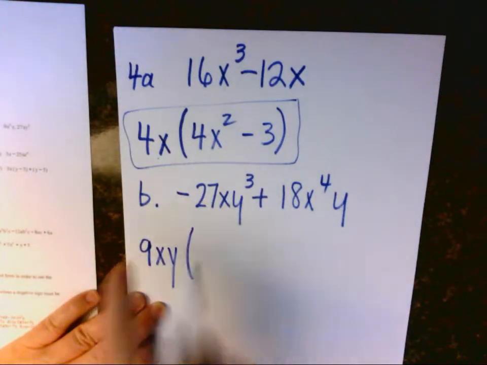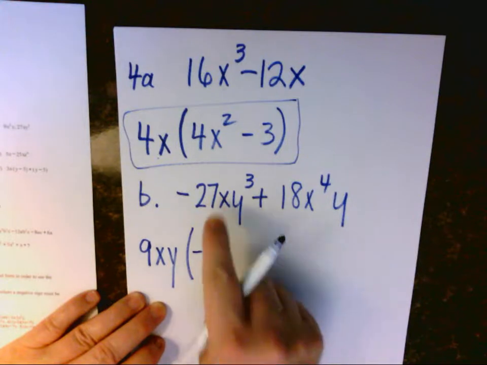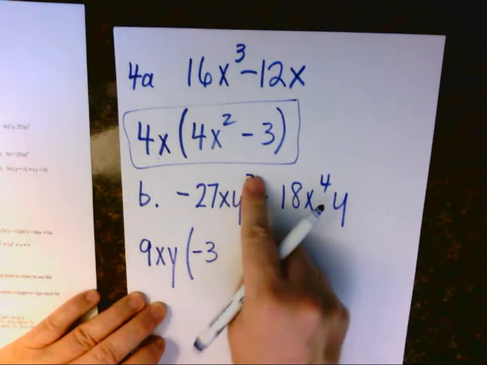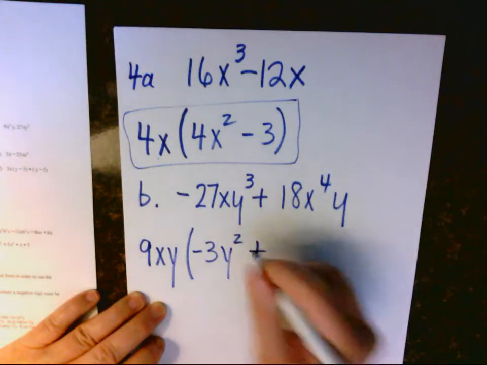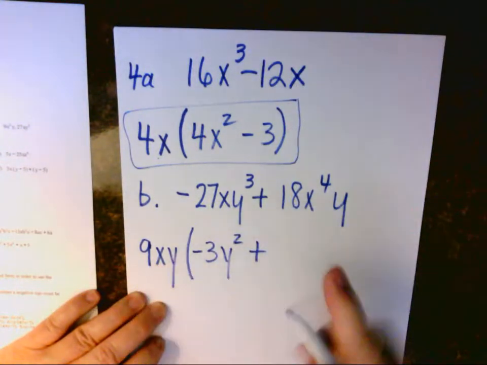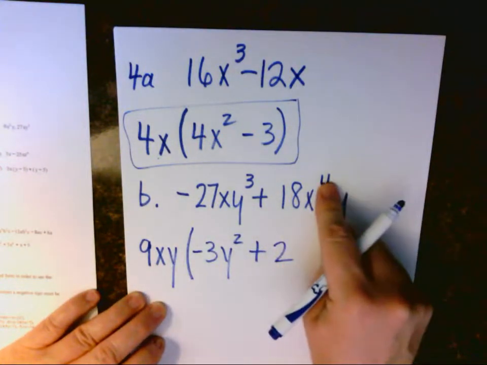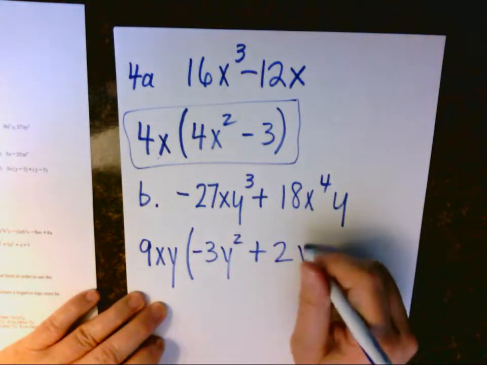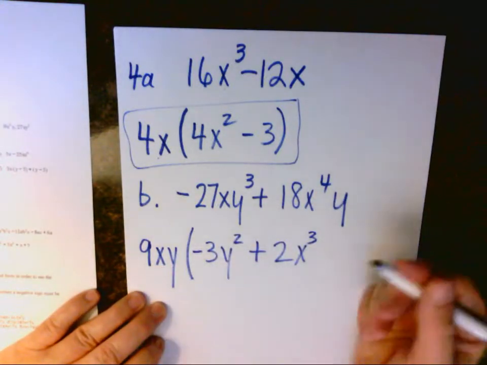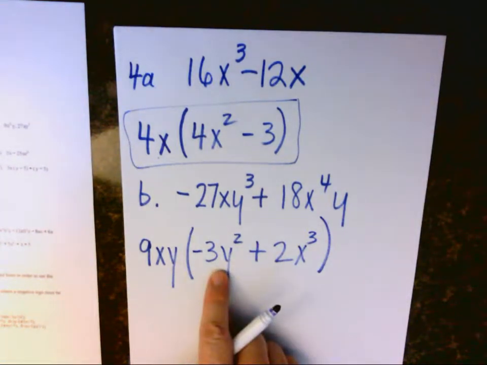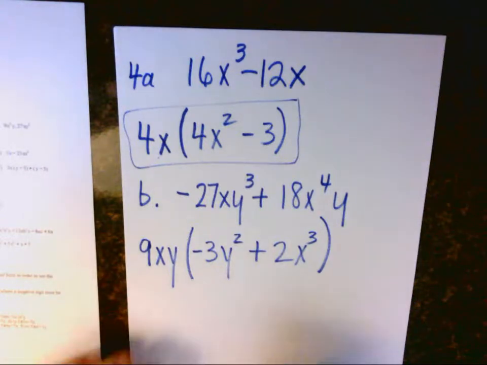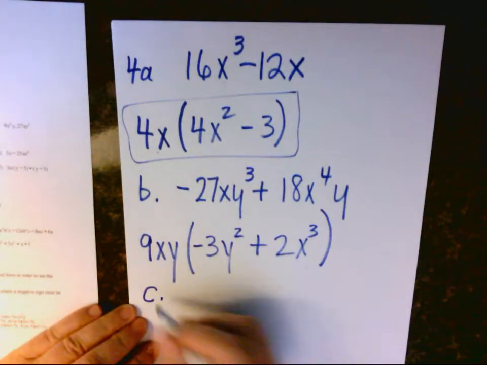Negative 27 divided by 9 is negative 3. X divided out, we had y to the third, we divided out one of the y's, leaving a y squared. And then 18 divided by 9 is 2. X to the fourth divided by x is x cubed. Y divided by y is 1. Okay, so that is the lovely answer. Very well, and let's see if we can fit C down here.